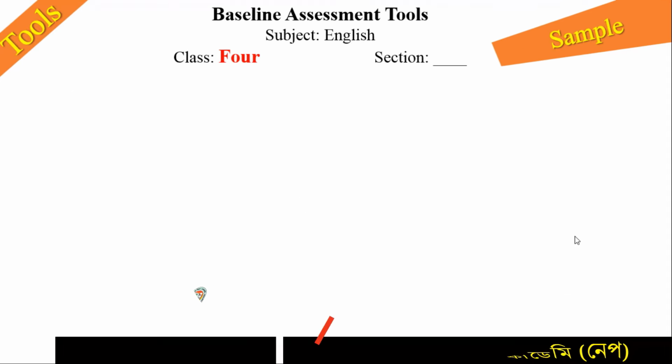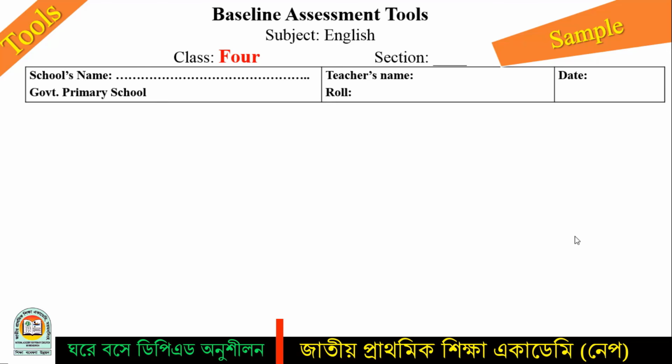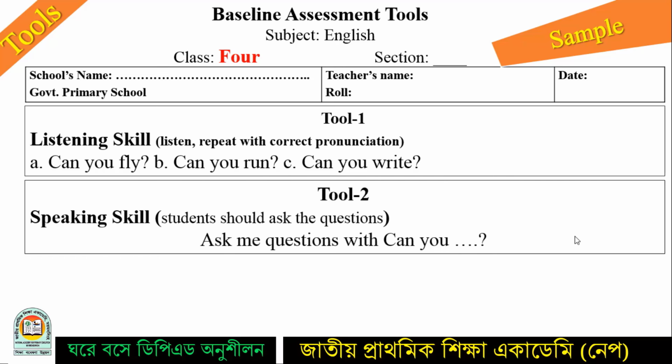And the last, tools for class 4. The same, you have to write your name, school name, role and age. Tool number 1, listening skill. Focus on listen, repeat with correct pronunciation. That means you have to read out these sentences and student will listen and repeat like you with correct pronunciation. For example, can you fly? Then student will repeat.